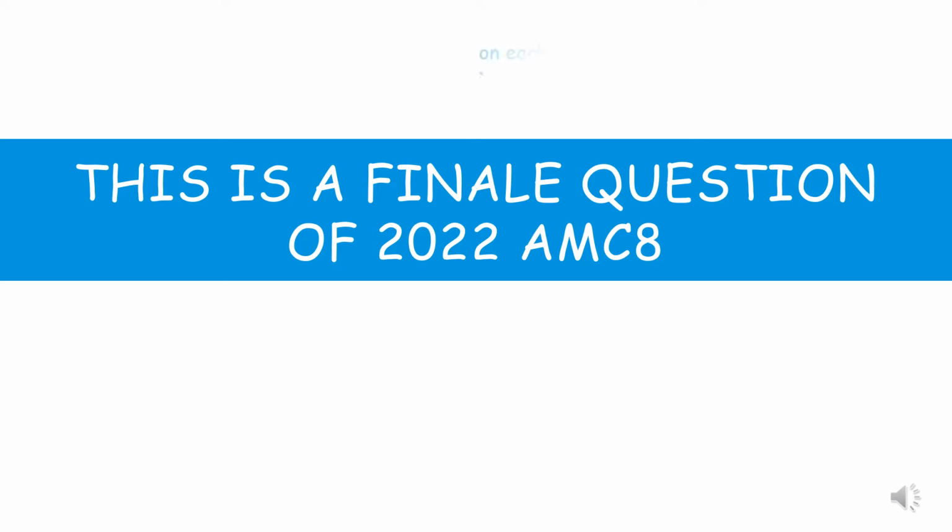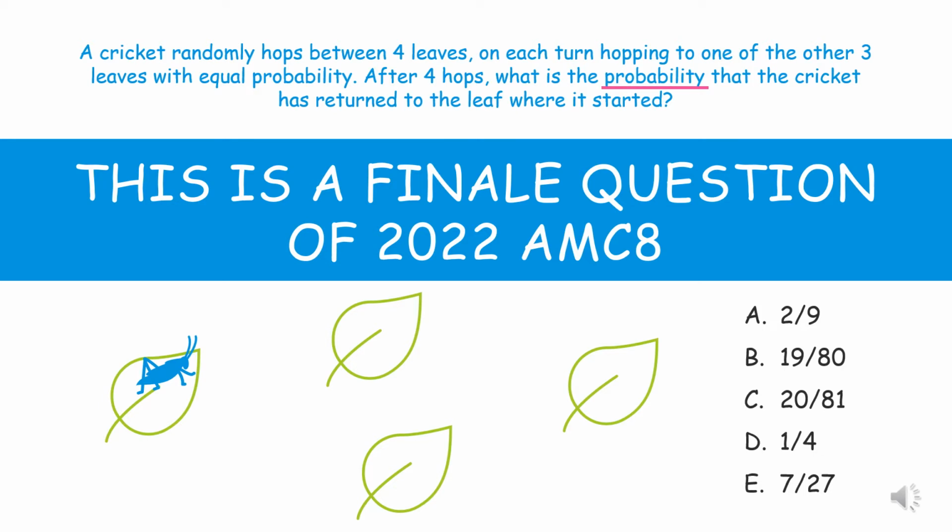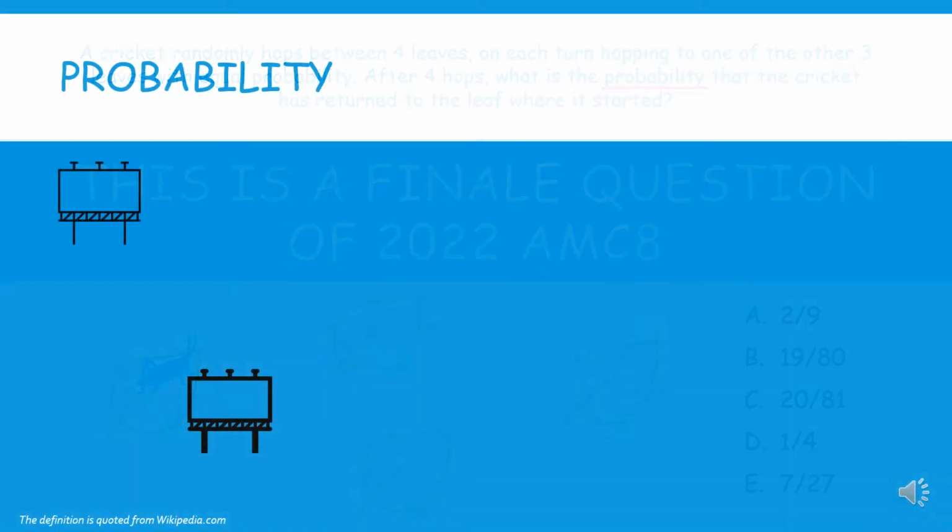Let's go! A cricket randomly hops between 4 leaves, on each turn hopping to one of the other 3 leaves with equal probability. After 4 hops, what is the probability that the cricket has returned to the leaf where it started? This is obviously a problem related to probability, so let's talk about that first.